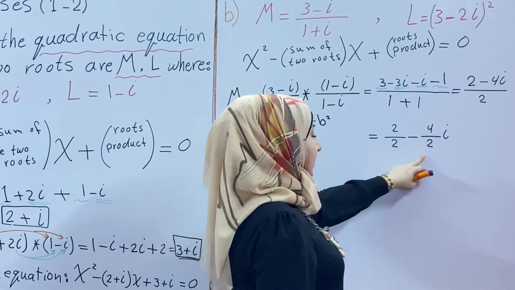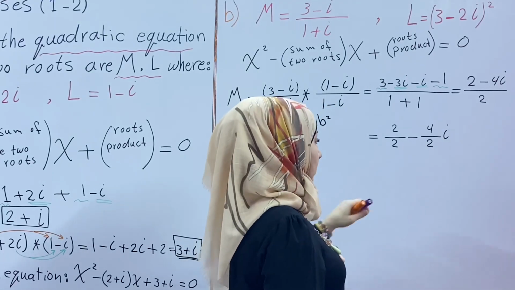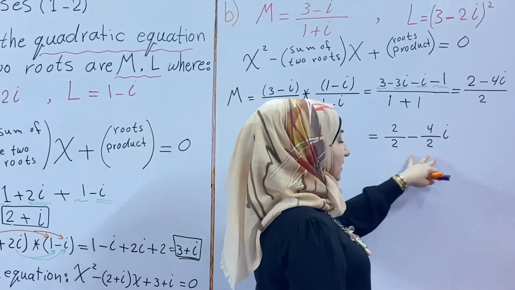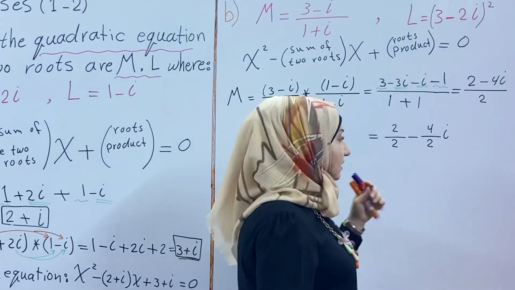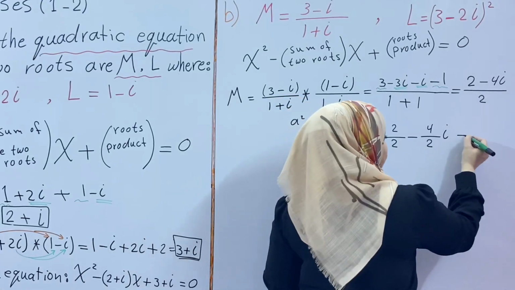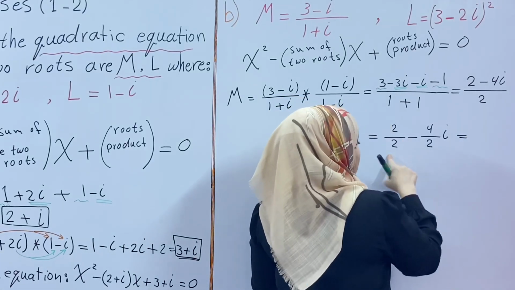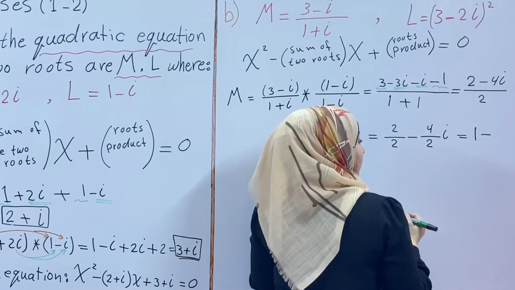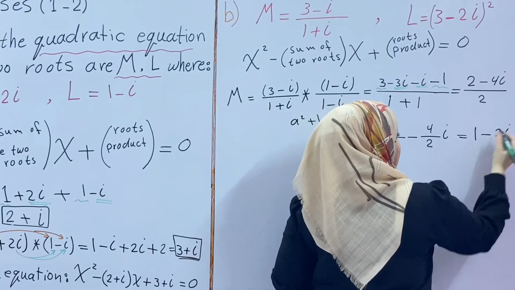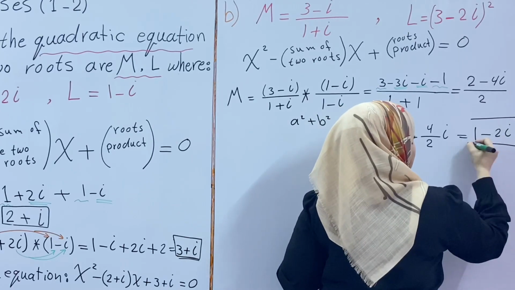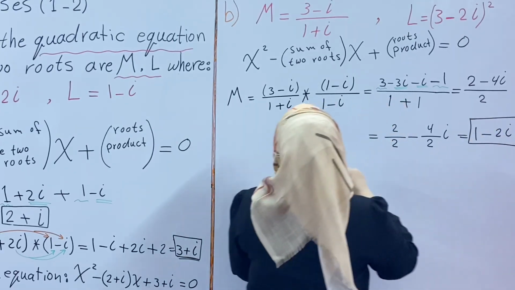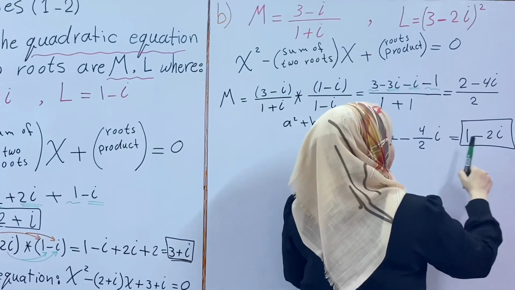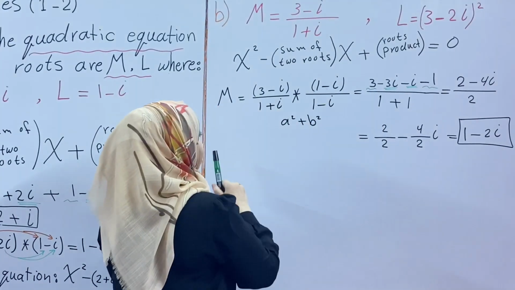We want to find it in the regular form for the complex number. I simplify until I reach the normal form of the complex number. 2 divided by 2 equals 1, minus 4 divided by 2 equals 2i. This represents the first root. This complex number represents the value of m.